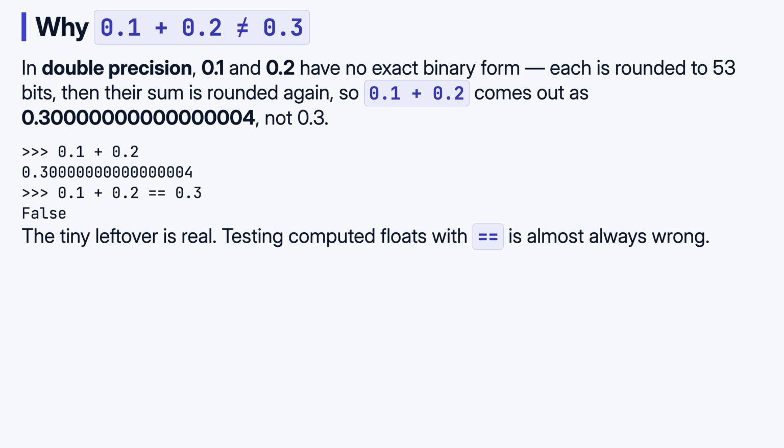The reason? Neither 0.1 nor 0.2 has an exact binary form, so in double precision each is rounded to 53 significand bits, and then their sum is rounded once more. Those roundings leave a tiny, genuine leftover. The lesson is blunt. Comparing two computed floats with double equals is almost always wrong.